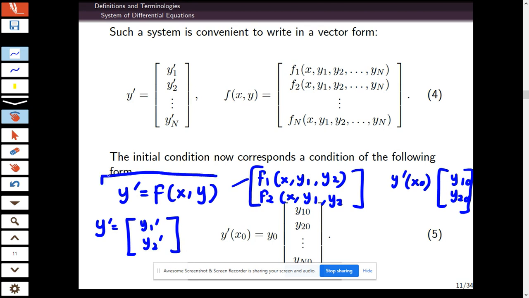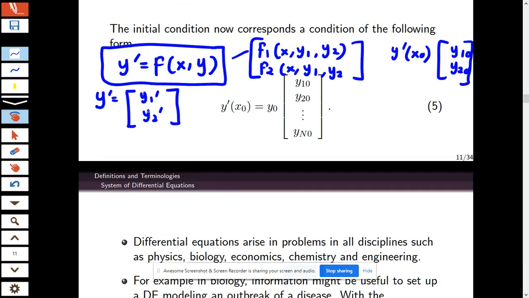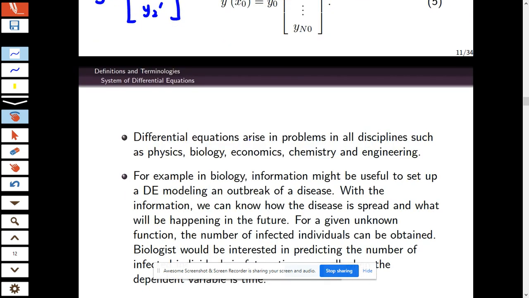Some questions just give it flat and then the rest will be in the form of a vector. So we must know. Don't just look at y prime equals f and say this is first dimension. Check whether any additional information is given. I'll show you an example of a system of differential equations soon.